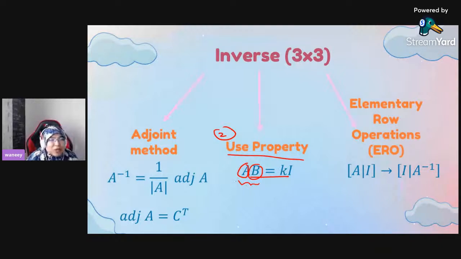And then when you times those two matrices, you are supposed to get some constant multiplied with I. So you will have something like K, 0, 0, 0, K, 0, 0, 0, K. It will definitely be in this form.